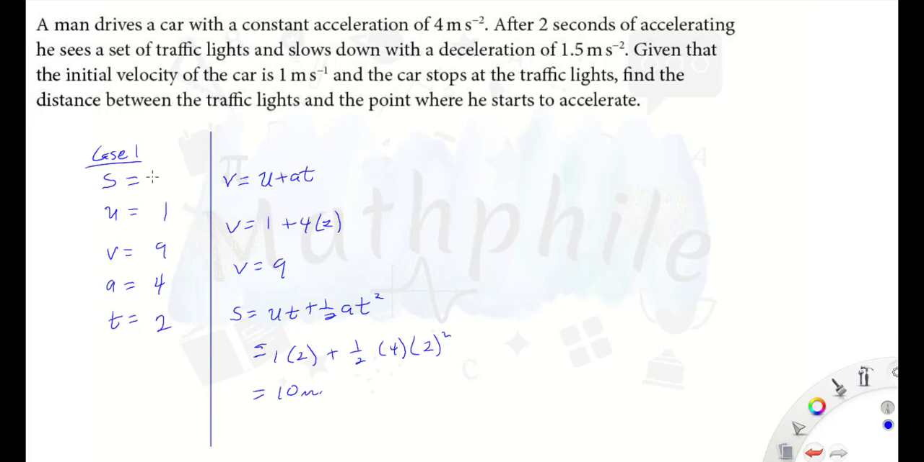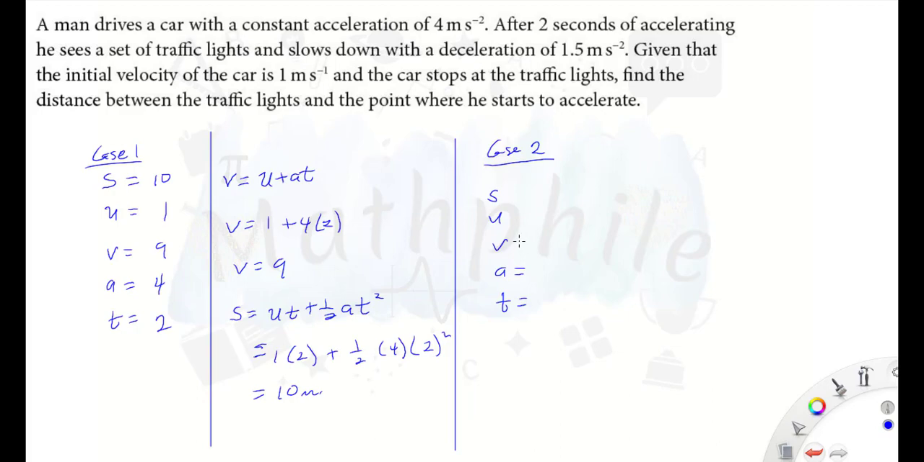Let's move to when the acceleration, so case or scenario two. Anything that you can call it, the case of acceleration and the case of deceleration. So for this one, okay, we're given the deceleration.